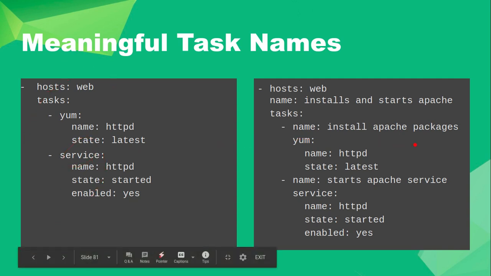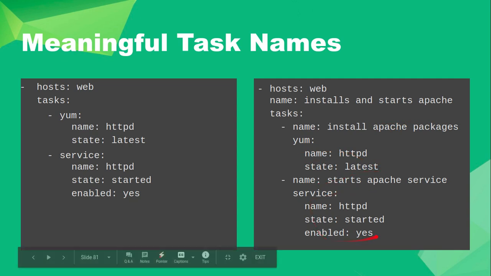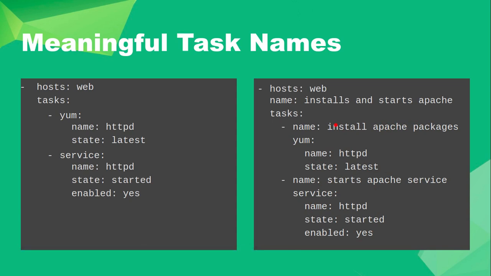So now go to the right hand side. Here you can see the host web, with the name "install and start Apache". The name of the task is "install Apache package". How to install we have given, then the name "start Apache service", and then the service detail. Here you can easily understand by reading the name what this particular task is doing. Okay, so this task is installing Apache.